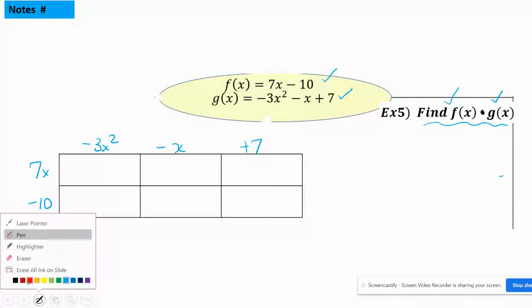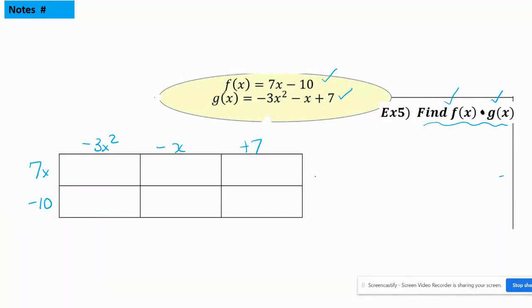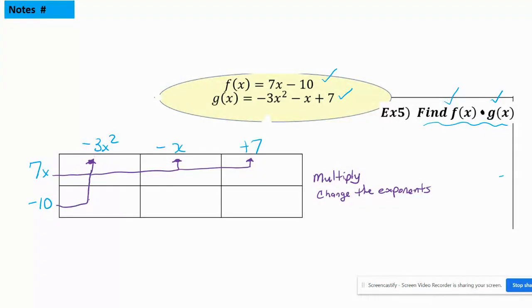Now remember, when you multiply, that's going to be your first step. Then you change the exponents. You have to remember to change the exponents. So we're going to take 7x and multiply it to the negative 3x squared, then to the negative x, and then to the 7. When we're done with that, we're going to take negative 10 and multiply it to that negative 3x squared, to the negative x, and to the 7. So that's the path we're going to follow.